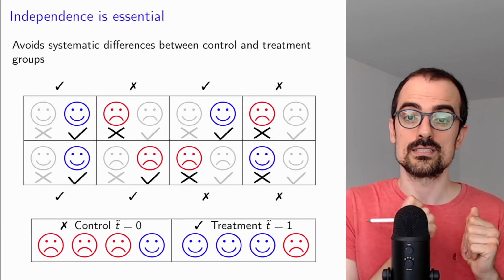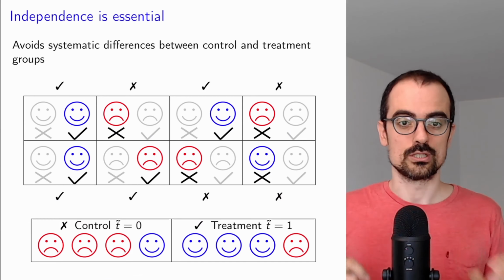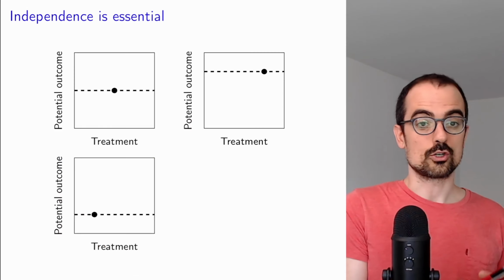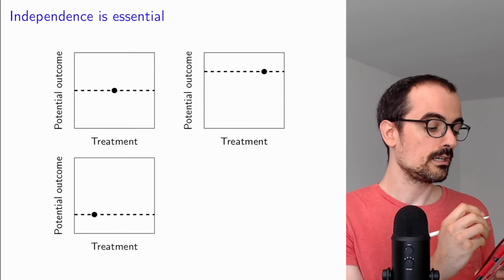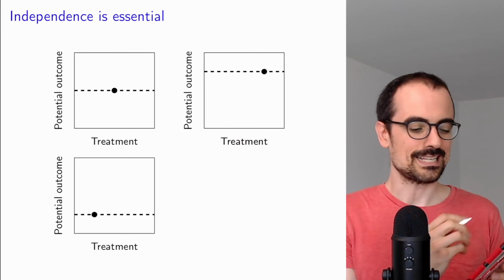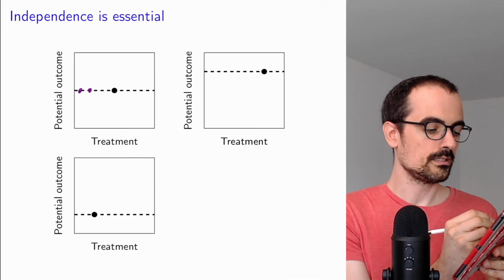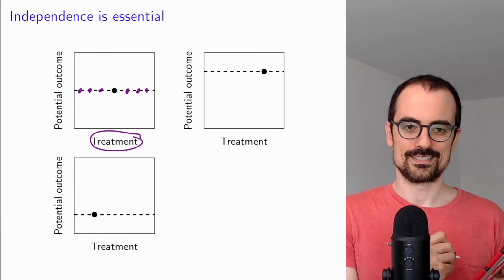This is why independence is absolutely essential, independence between the treatment and the potential outcomes. Let's take a look at another example when we have a continuous treatment, like in our unemployment and temperature case. Here, again, we have access to the potential outcomes because this is a made-up example. They're all here. So all the potential outcomes here are exactly the same. This means that the treatment doesn't matter.